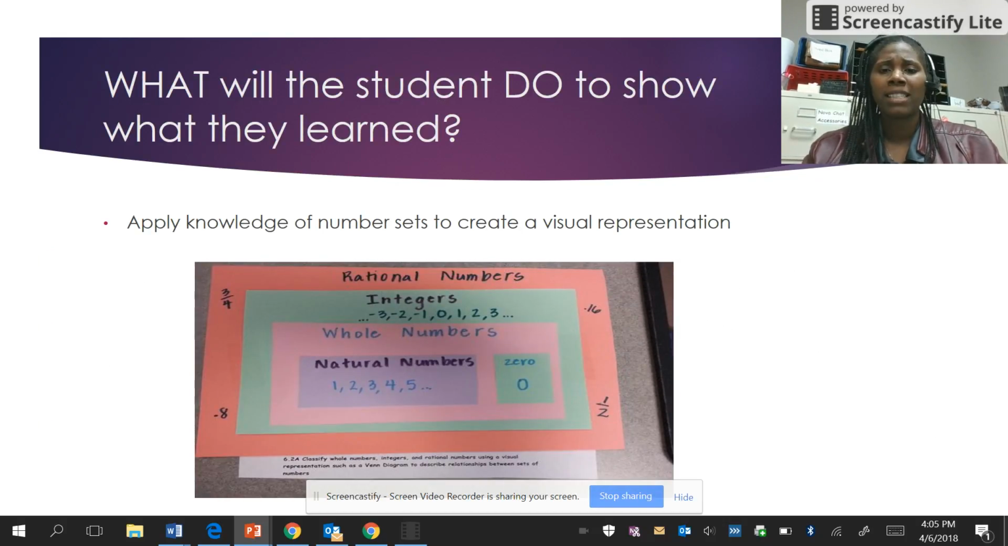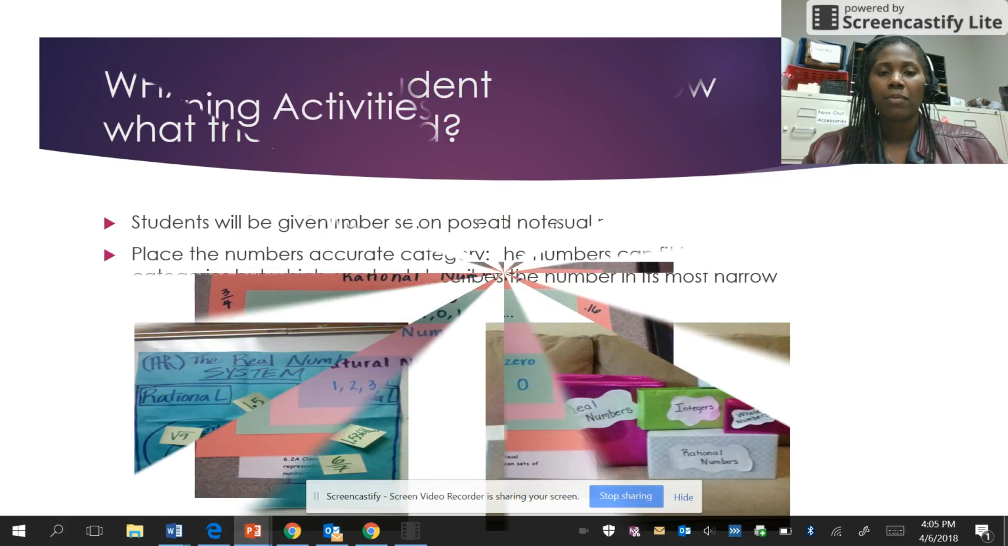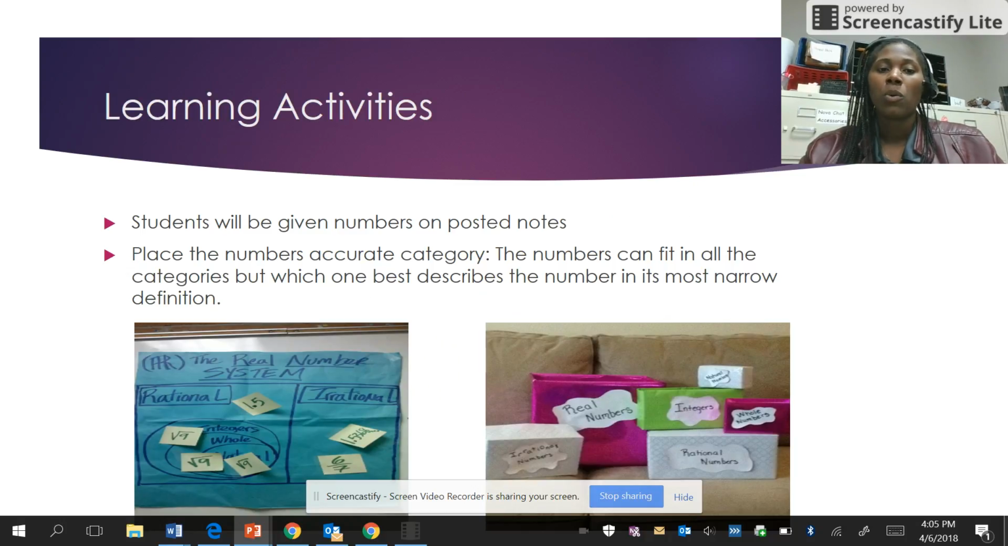So this will be my assessment piece, a visual representation of what I want the students to be able to do and understand how these numbers interact with each other. The learning activities will be different opportunities for the students to practice these skills and get ideas. For example, we can have numbers on Post-it notes that the children would place in the different boxes or circles. We can also have actual boxes that the students can put the numbers in and build and take apart and see them. That would give a real physical feel to the lesson.